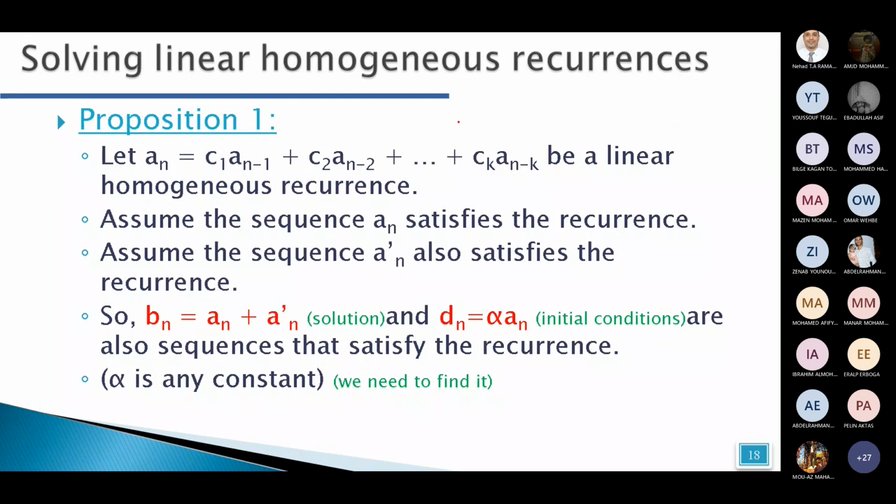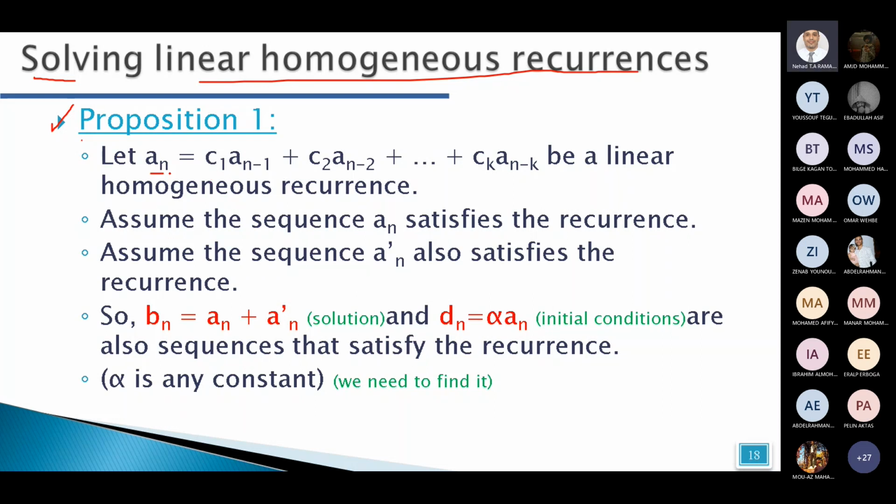Let's speak about how to solve this linear homogeneous recurrence. If we find a recurrence relation and it's linear and homogeneous, how do we solve it? To find a solution, and from this solution we can find any term, yes? So, the first proposition says like this. Proposition means some statements to help you with the solution.